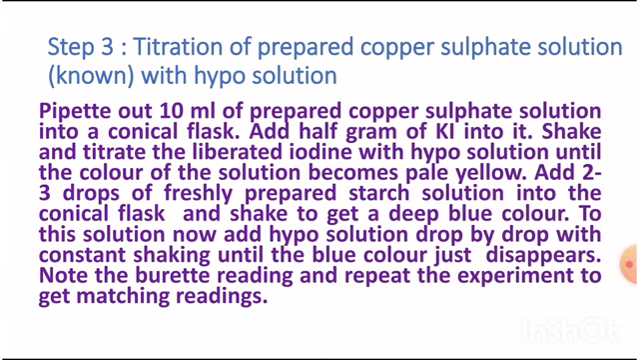Pipette 10 ml of prepared copper sulfate solution into a conical flask. Add half gram of potassium iodide into it. Shake and titrate the liberated iodine with hypo solution until the color of the solution becomes pale yellow. Add 2 to 3 drops of freshly prepared starch solution into the conical flask and shake to get a deep blue color to this solution. Now add hypo solution drop by drop with constant shaking until the blue color just disappears. Note the burette reading and repeat the experiment to get matching readings.